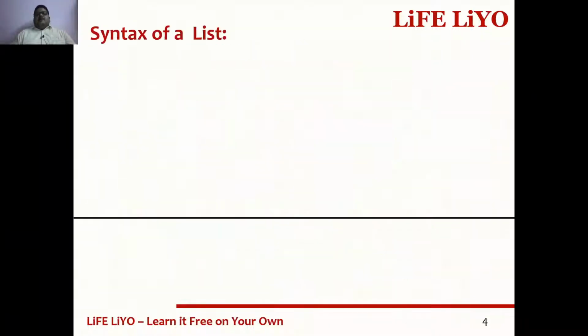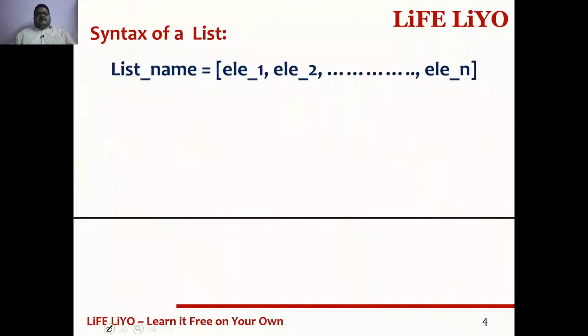Then, what is the syntax for creating a list? We are saying that a list is a collection of various elements of different data types under a single variable name. So: the list name, assignment equal to, then all the elements separated by commas and kept inside square braces. This is the syntax of the list. Now let us look into the examples.